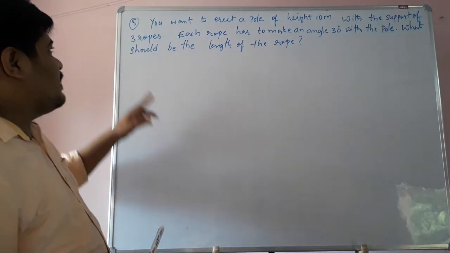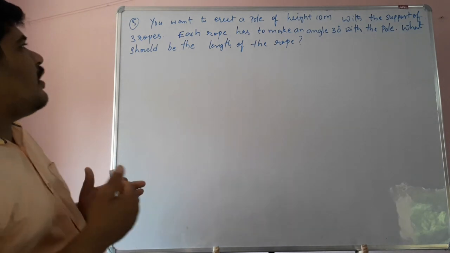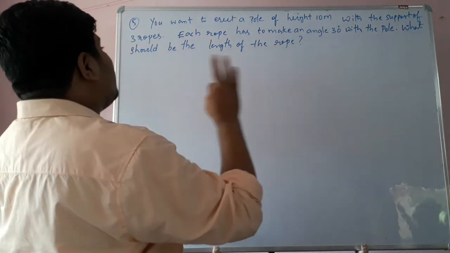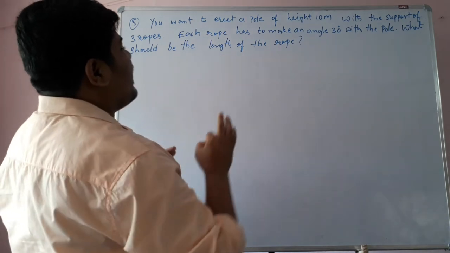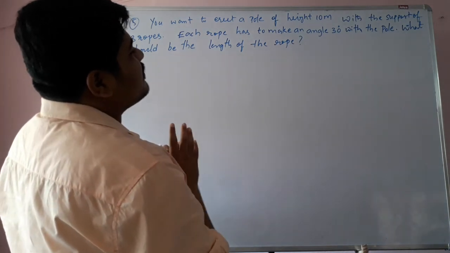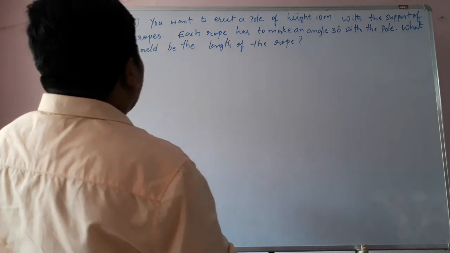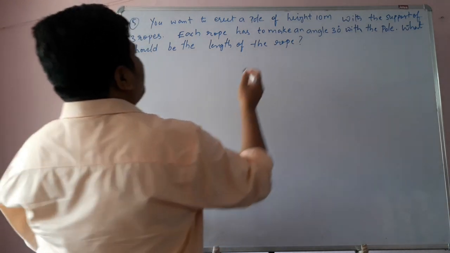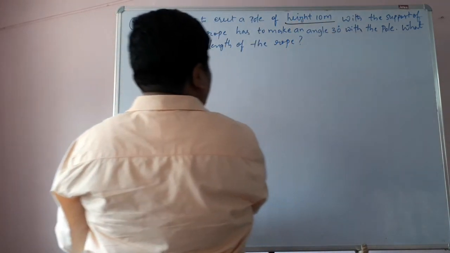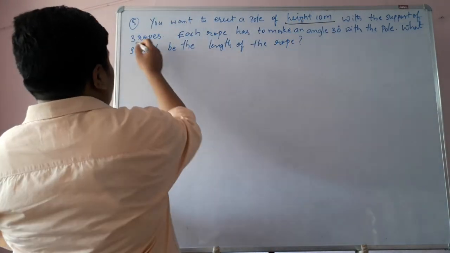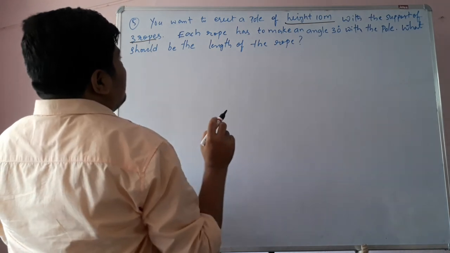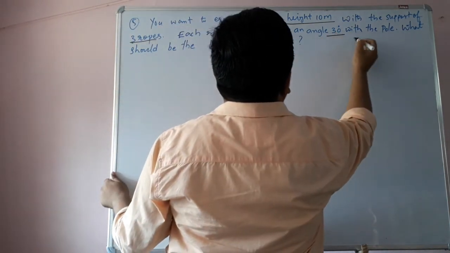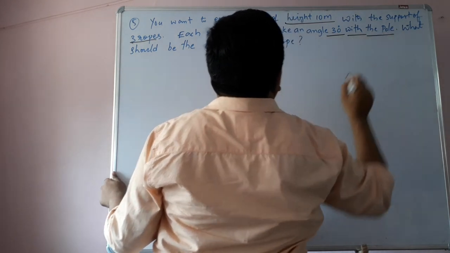Students, let's see problem number 5. You want to erect a pole of height 10 meters with the support of 3 ropes. Each rope has to make an angle of 30 degrees with the pole. What should be the length of the rope? So what is the given data here? The height of the pole is 10 meters, with the support of 3 ropes. We are erecting it, and each rope is making 30 degrees with the pole.